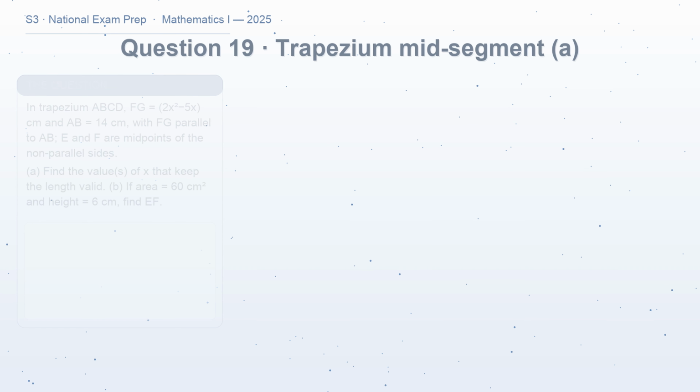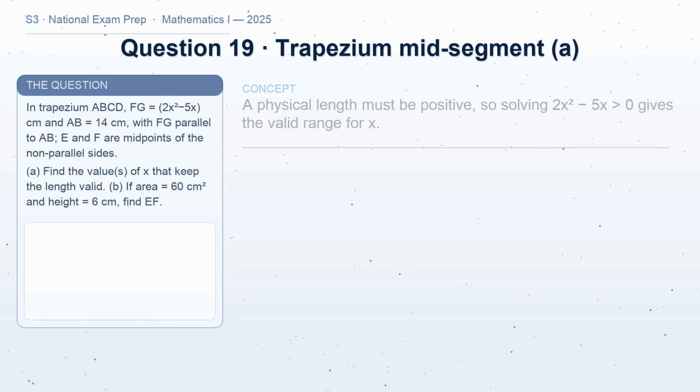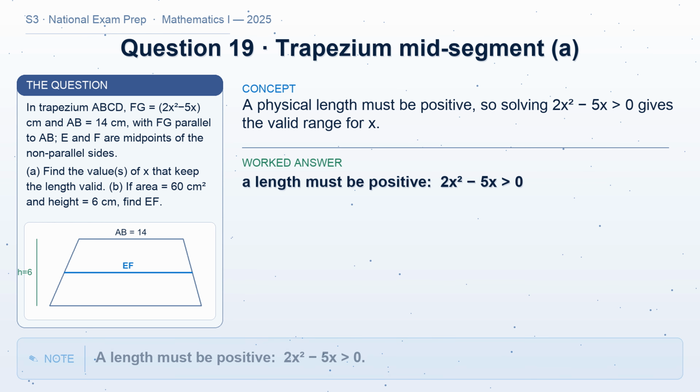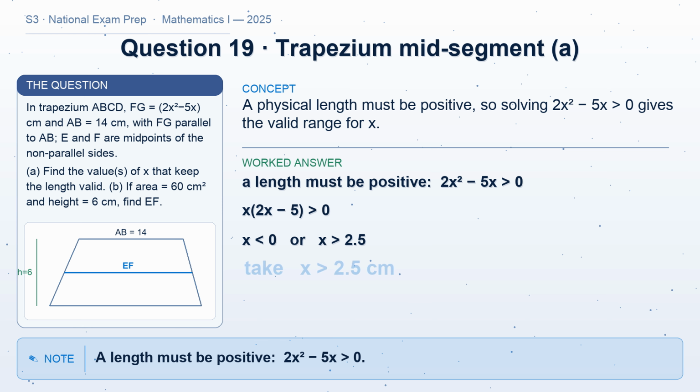Question 19. Part A. In trapezium ABCD, the segment FG is parallel to AB, and its length is 2x squared minus 5x centimeters. Because FG is a real length, it must be greater than 0. So 2x squared minus 5x is greater than 0, which factors as x times 2x minus 5 greater than 0. This holds when x is less than 0 or when x is greater than 2.5. Since a physical length is positive, we take x greater than 2.5. Read this exact condition against the marked figure on the exam paper.